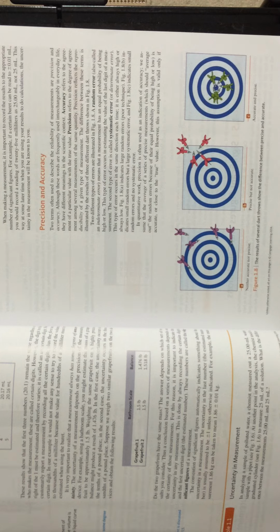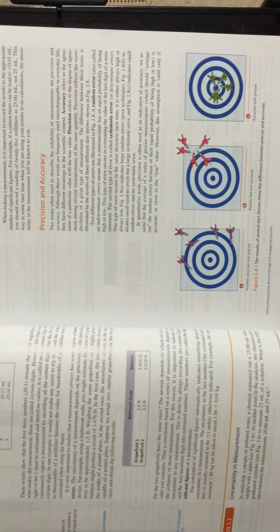Two different types of errors are illustrated in figure 1.8. A random error, also called an indeterminate error, means that a measurement has an equal probability of being high or low. This type of error occurs in estimating the value of the last digit of a measurement. The second type of error is called systematic error, or determinate error. This type of error occurs in the same direction each time. It is always high or low.